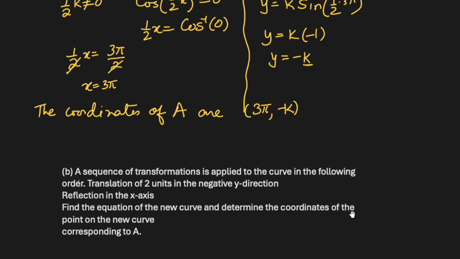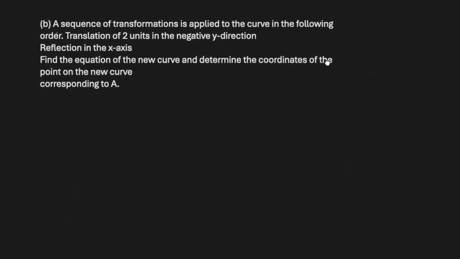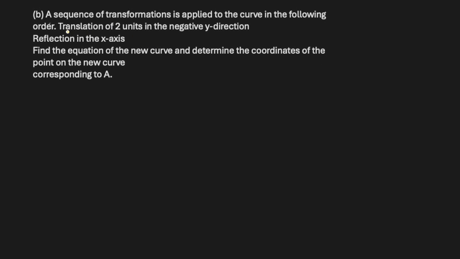B part: the sequence of transformations is applied to the curve in the following order. Translation first. Normally we do stretch or reflection first, but it's translation first. If they are asking us to do this, we'll do this first, otherwise this is not the right sequence. Find the equation of the new curve and determine the coordinates of the point on the new curve corresponding to A. So what was our equation?